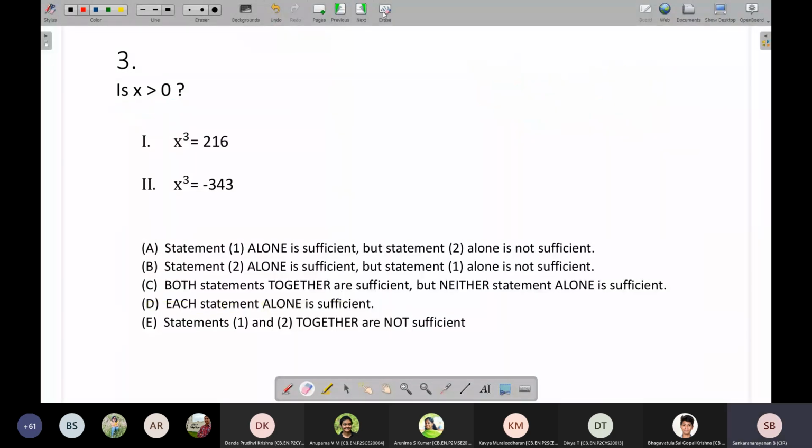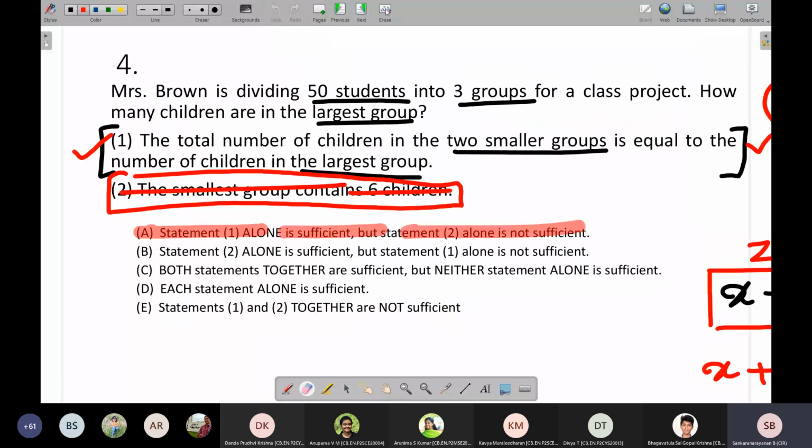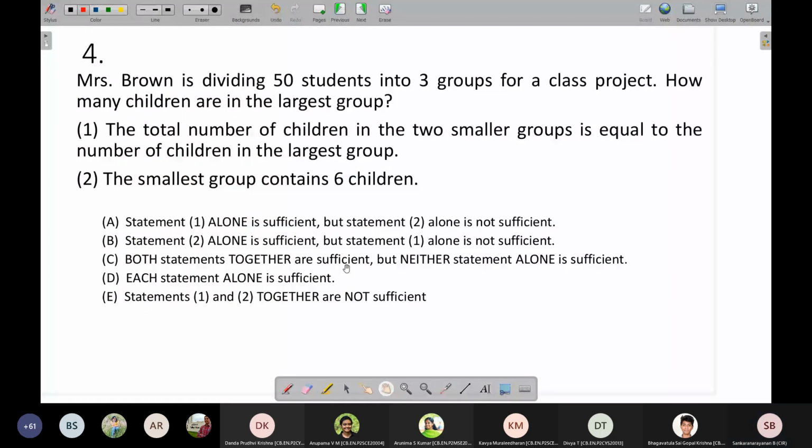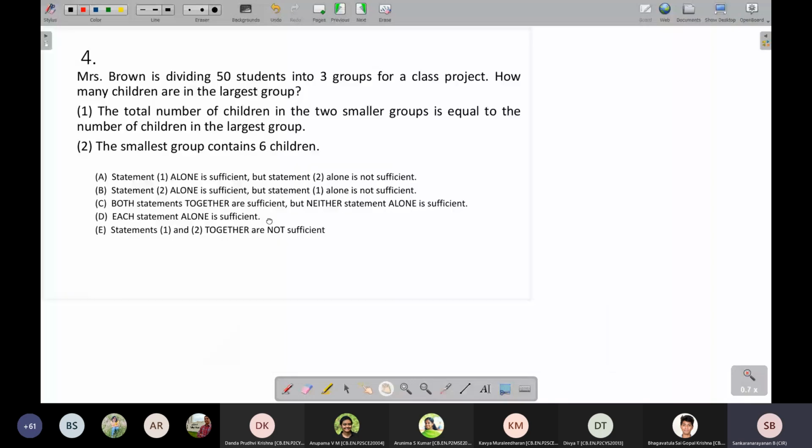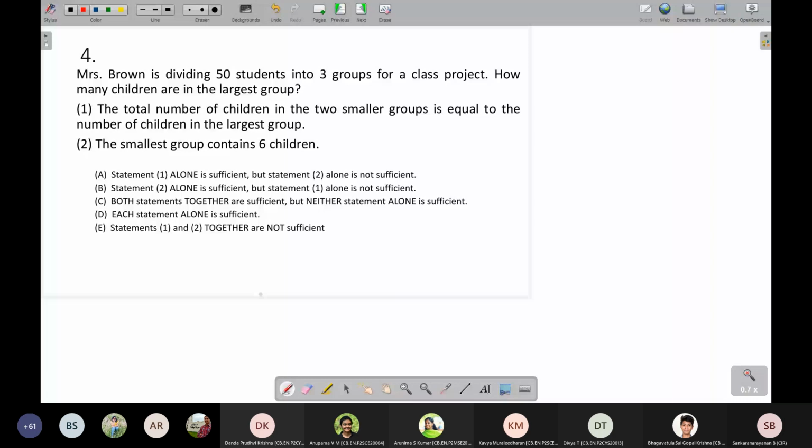Okay. Let us now go to the fourth question. Have a look at this fourth question. Look at this. Question number 4. So I want you people to read this question carefully. Then you may attempt the question. Take your time to read the question and then attempt the question.